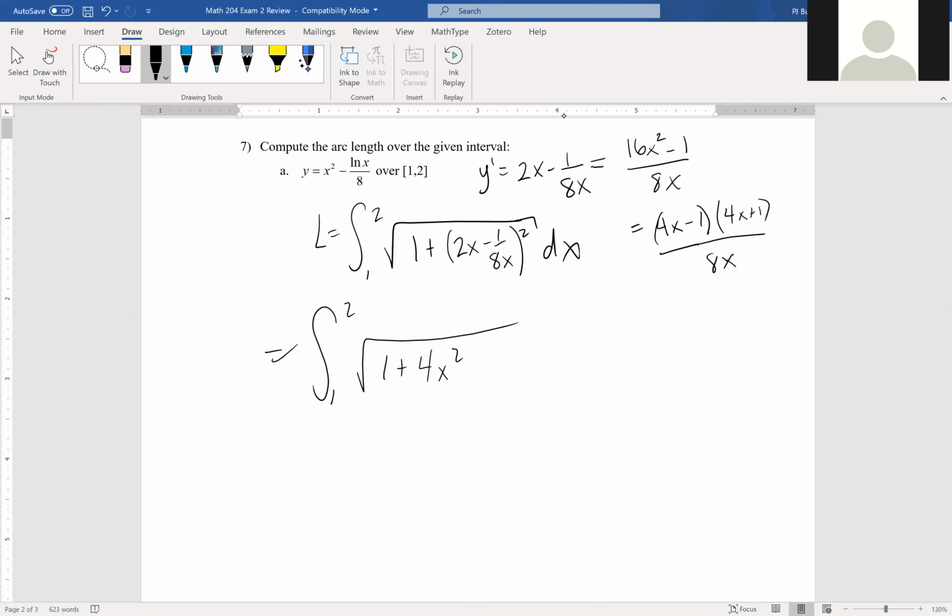Then the middle term would be, let's see, minus 1/2, right? Because it'd be 2x times 1 over 8x times 2. So that's 4 over 8, 1/2. And then finally, this. And then you add the 1 and the minus 1/2, and you get a positive 1/2, right?